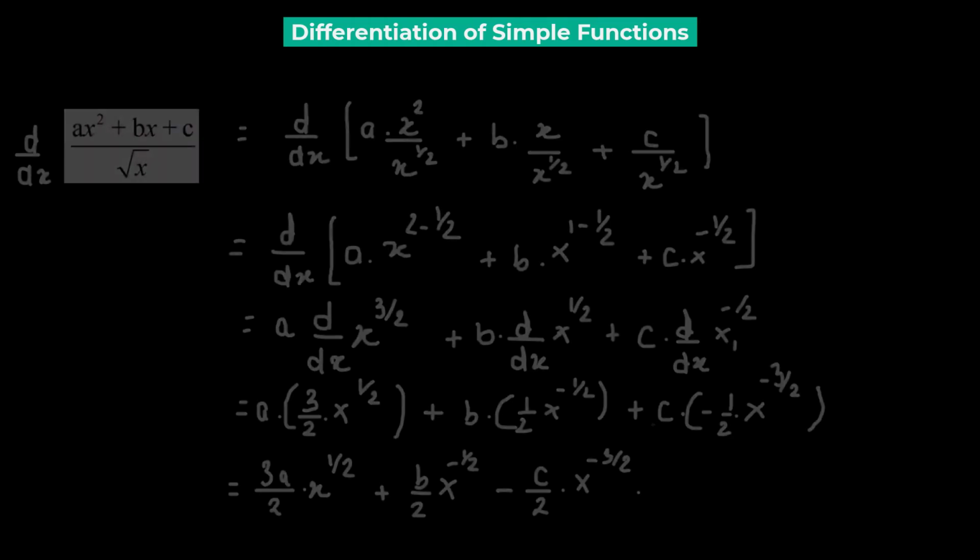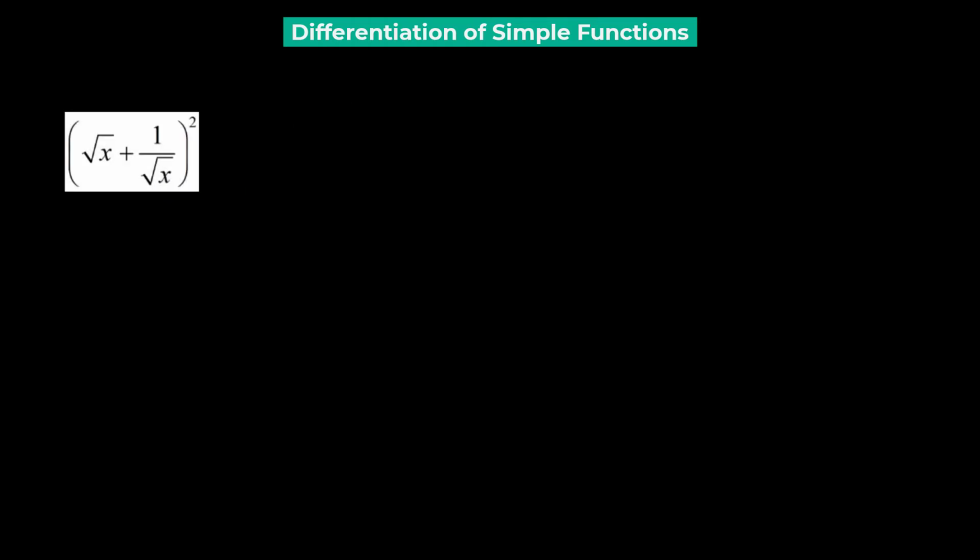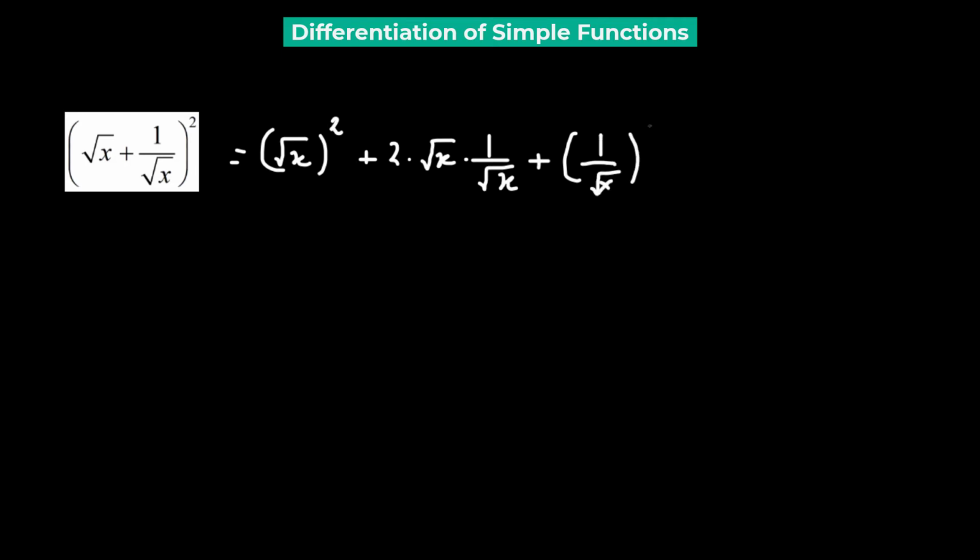Let us do another problem. So here we have the function square root of x plus 1 over square root of x, whole squared. So we need to find its derivative. Let us first begin by expanding our given expression. So we have it in the form of a plus b whole squared. So that will simply be equal to square root of x whole squared plus 2 times the first term, which is square root of x, times the second term, 1 over square root of x, plus the square of the second term. So we have 1 over square root of x whole squared.